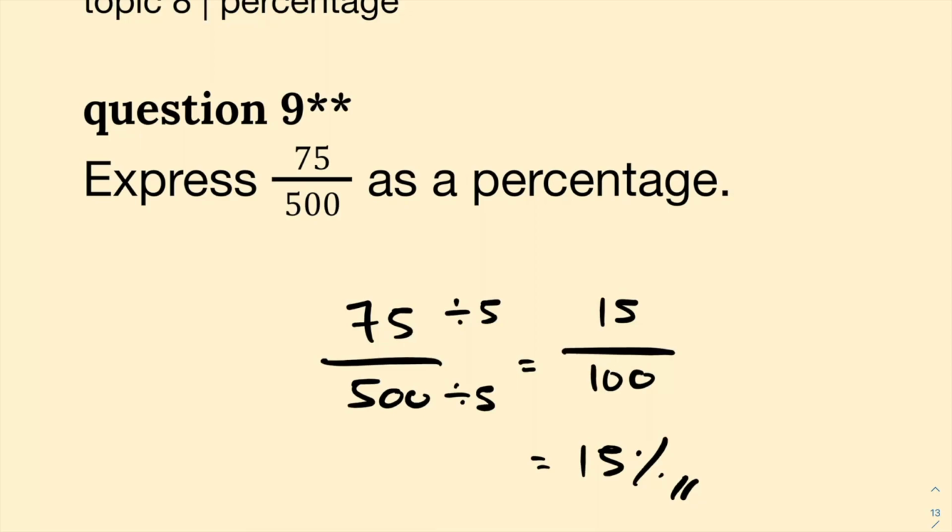75 over 500 as a percentage. Well, I can divide by 5 top and bottom, giving me 15 over 100, and this is nice. This is written as 15%.